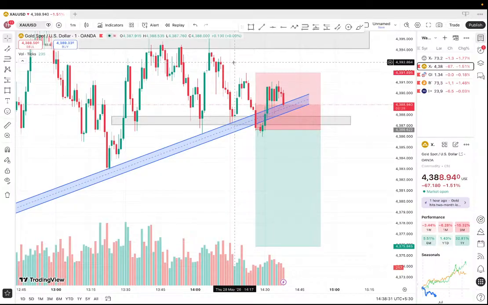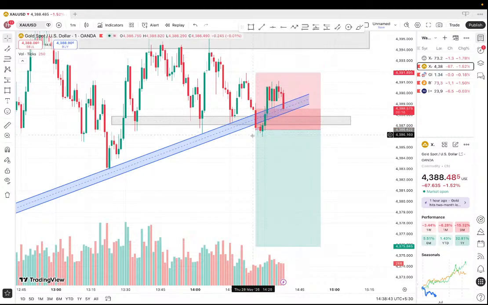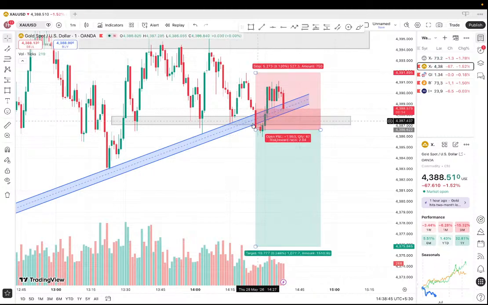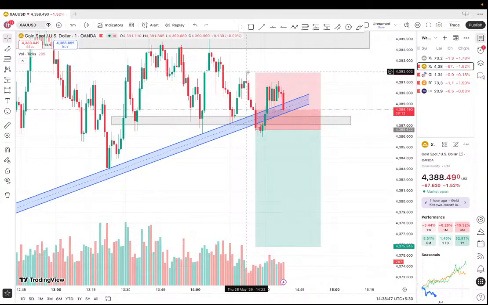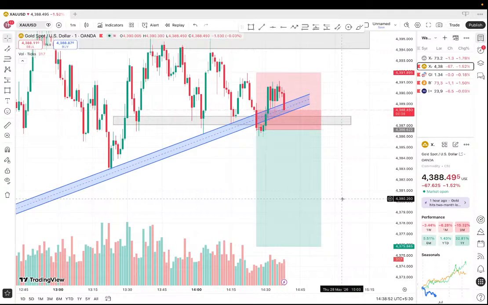You should always give a good amount of space to yourselves. Like my entry was here. I would have set my SL to this level. It would be only 20 pips, max 25-30 pips. But I set SL to this level, which is around 50 pips. So I believe giving space to SL is very important.